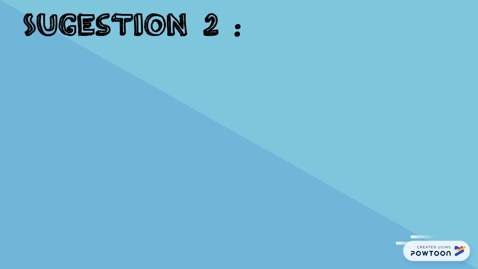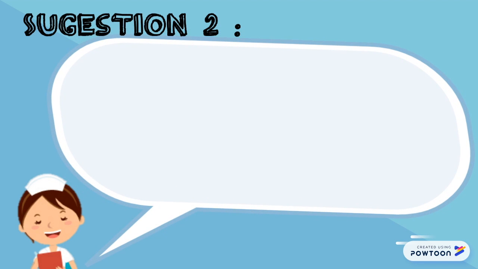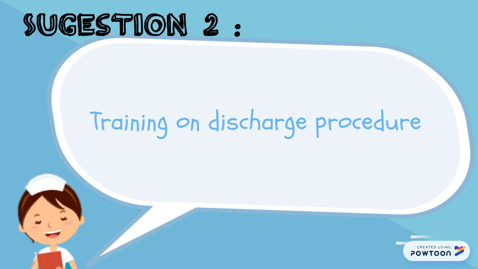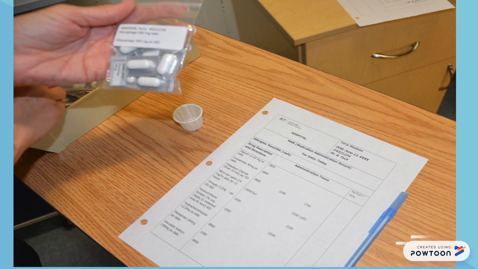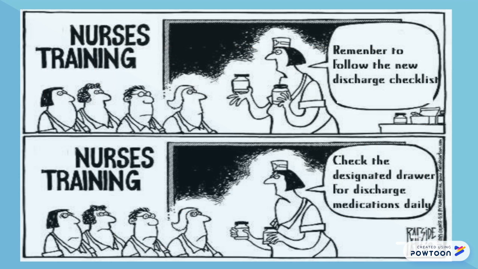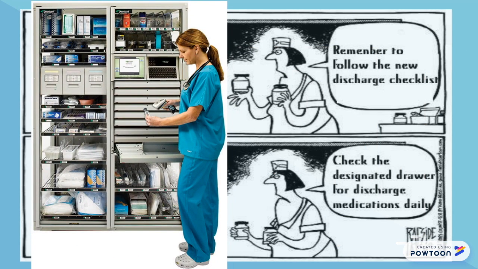The second suggestion is to implement changes in the process. Education and training can be provided to all frontline staff. First, training should be provided to reinforce the practice of standard discharge procedure. All nurses should be familiarized with the new discharge checklist. They should be reminded again to strictly follow the established workflow in checking and handling discharge medications. For instance, check for any discrepancy on drug record with drug package. Nurses should also be reminded to check the designated drawer for discharge medications daily to ensure that all medications have been given out to the patients discharged that day.